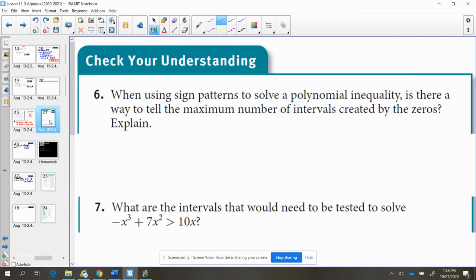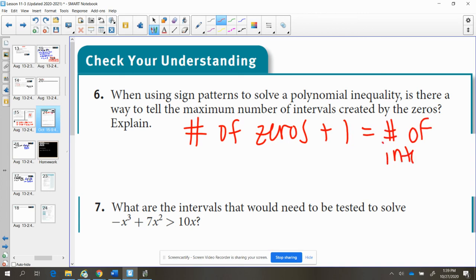Last but not least, our couple extra questions here were 6 and 7, 8 and 9. A couple of things here. When we're looking for these sign patterns, polynomial inequality, is there a way to tell the maximum number of intervals that we're going to create? Well, the number of zeros plus 1 is going to equal the number of intervals that you're going to want to test. Okay, so notice if we had 3 zeros, there were 4 intervals we needed to test. If there were 2 zeros, there were 3 intervals we needed to test.